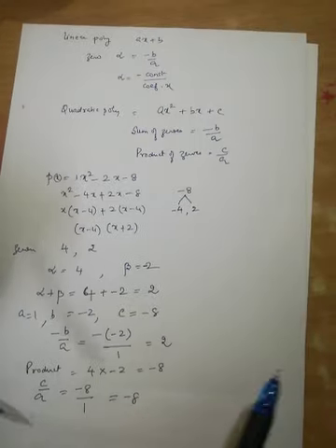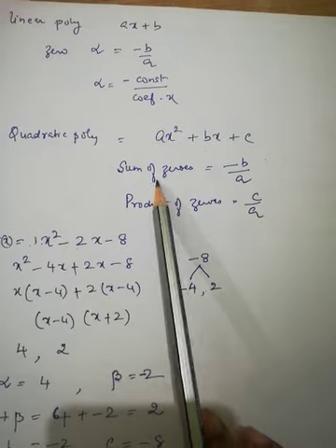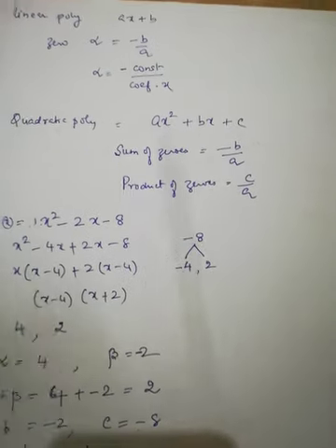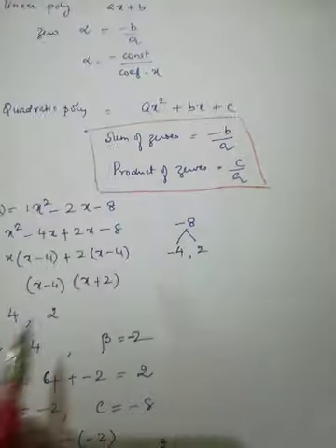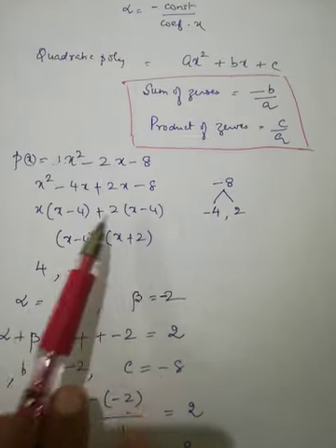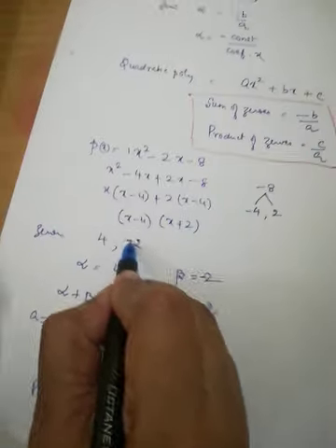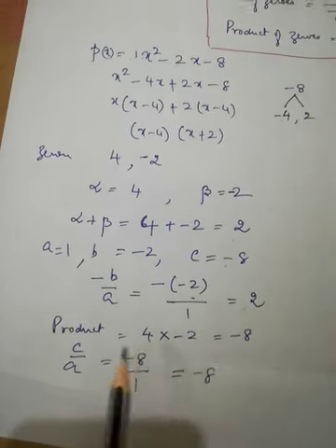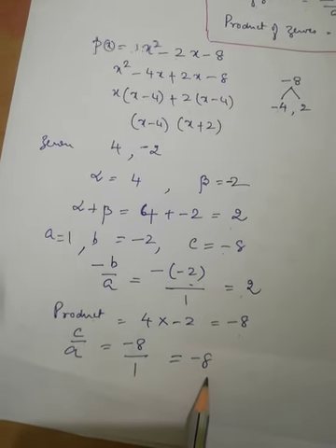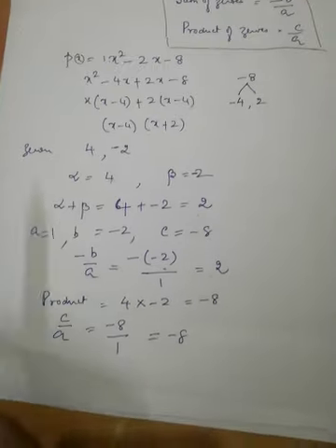I hope you understood. I repeat again. This is a quadratic polynomial ax square plus bx plus c, and we have seen that the sum of the zeros is minus b by a and the product of the zeros is c by a. I took an example, factorized it by splitting the middle term, and got the zeros as 4 and minus 2. The sum is 2 and minus b by a is also 2, the product is minus 8 and c by a is also minus 8. That means this formula is correct. Now we have to do this for cubic polynomials also, which we will do later.